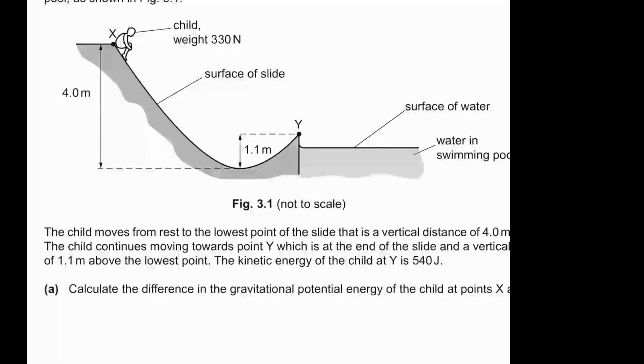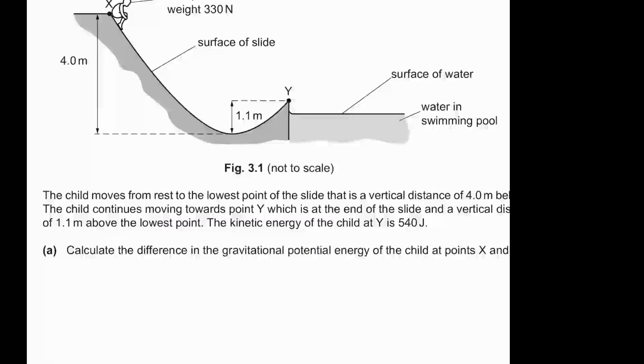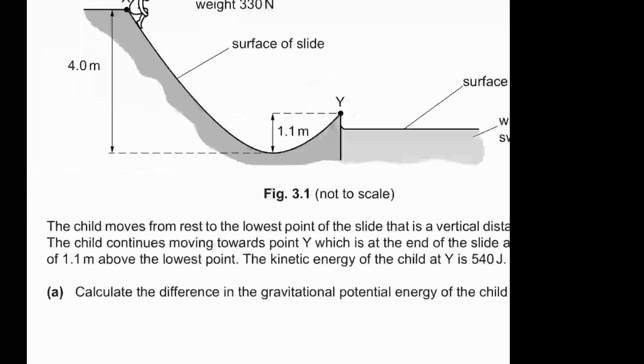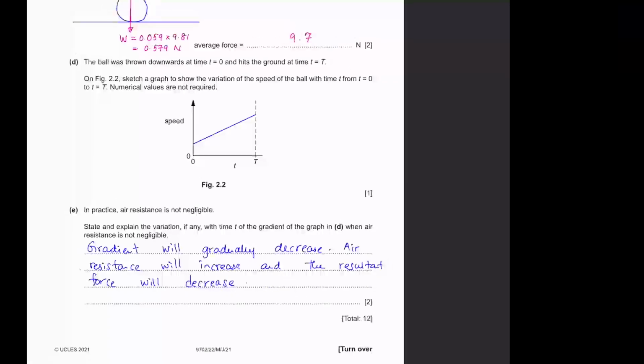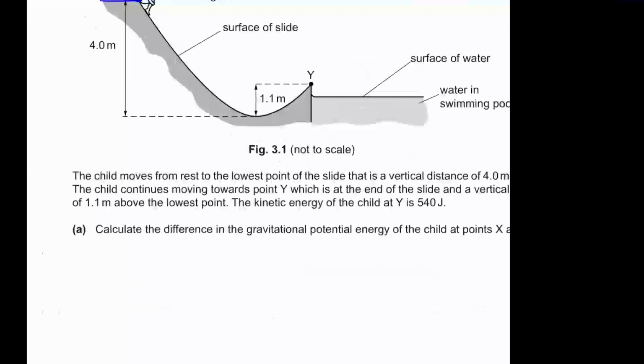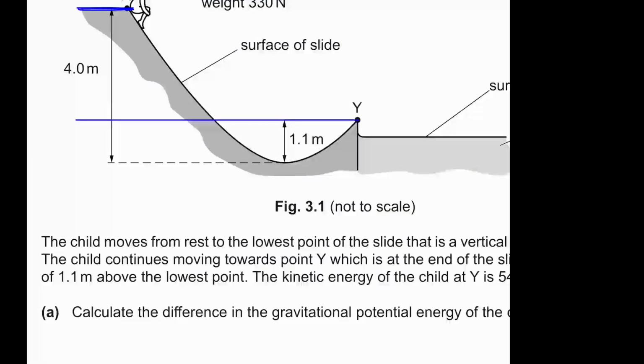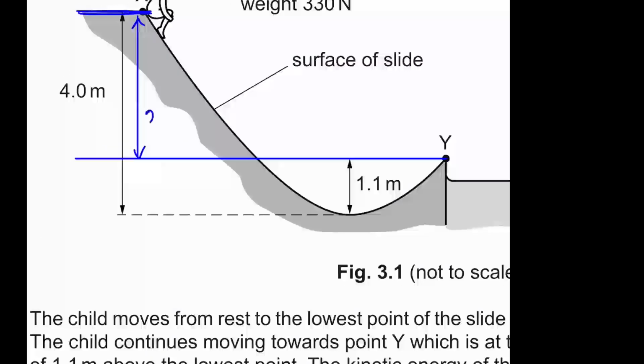Now, calculate the difference in the gravitational potential energy of the child at point X and Y. So point X is here. This is the level of X. This is the level of Y. So the height difference between the 2 points is how much? 4 minus 1.1. That's 2.9 meters. That's the height difference.